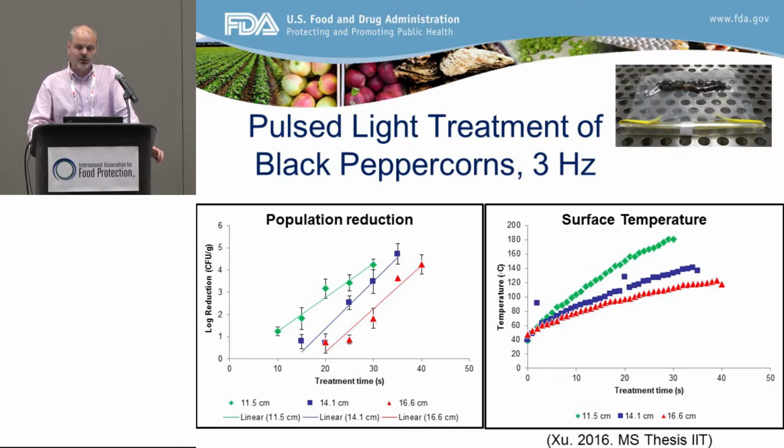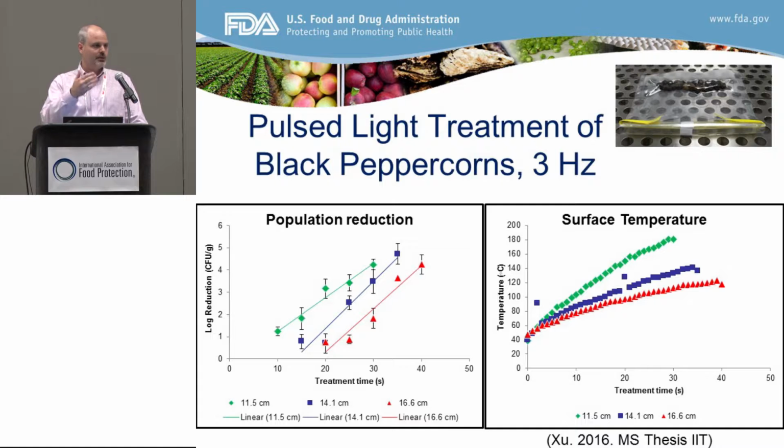I'd like now just to turn to a little bit of research that we've done recently in pulse light treatment of some black peppercorns, and to drive home this point, and that is we can see population reduction be a factor of distance from a UV treatment lamp. And in this case, we have peppercorns that have been vacuum sealed into a small Whirl-Pak bag. And you can see that there are variations between these population reduction processes based on how far we are. The farther away we get, the less reduction we have.